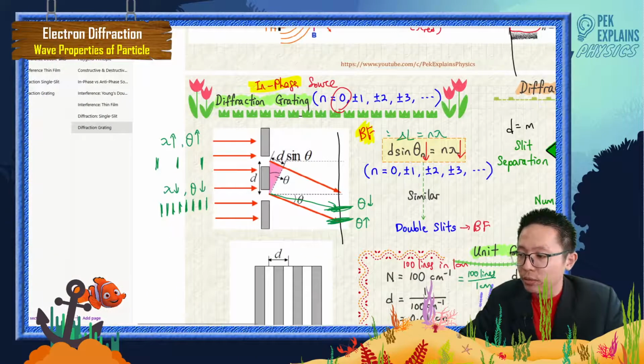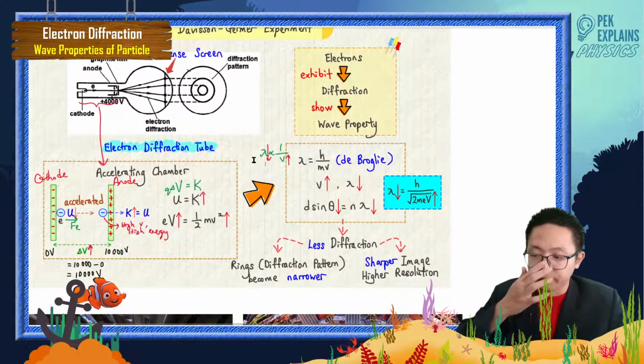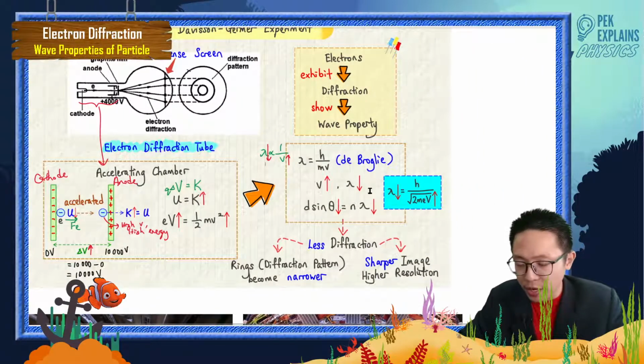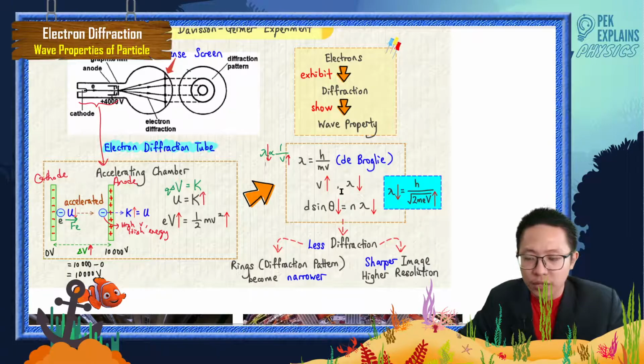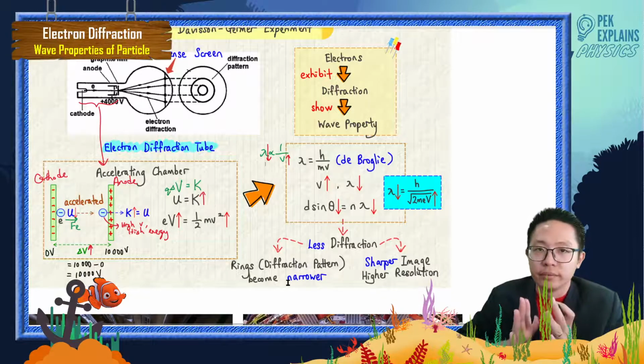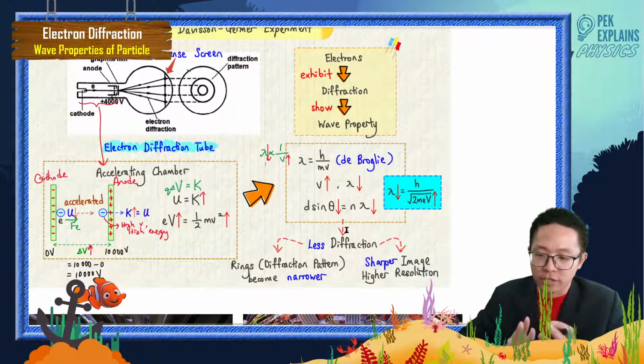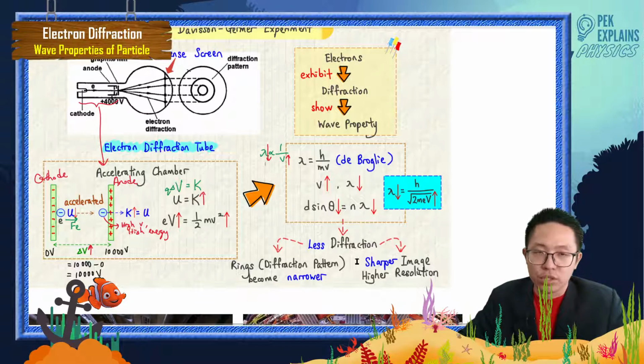Okay, now go back to this one. Once you have a smaller wavelength, you will have a smaller theta, so the diffraction pattern becomes narrower, and there is less diffraction. That means you will get a sharper image and higher resolution.